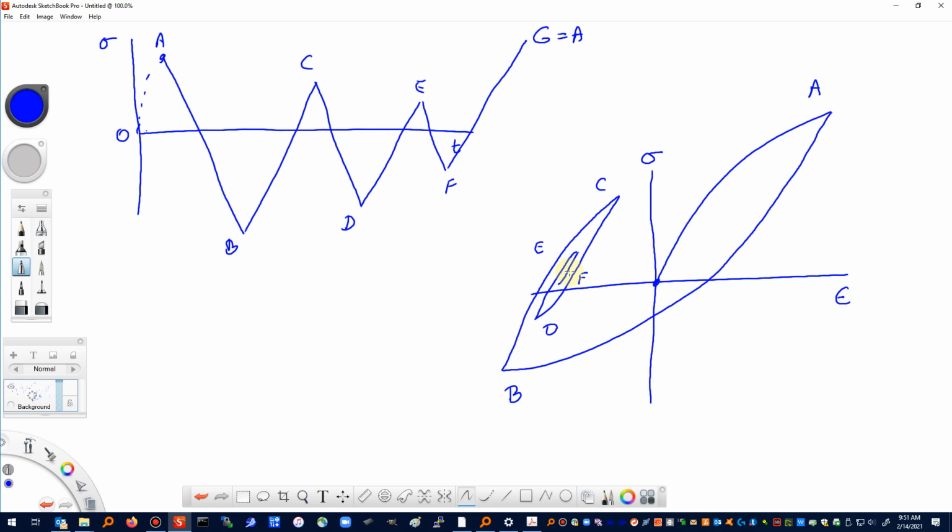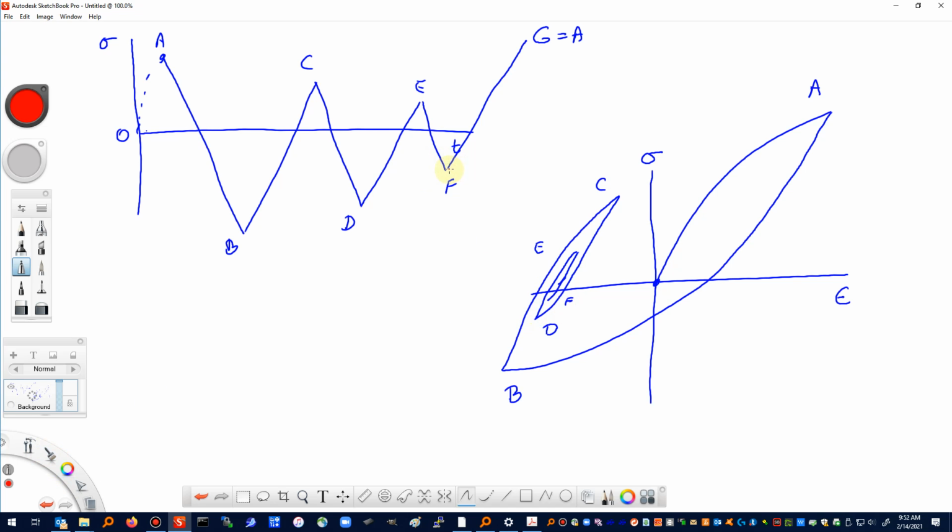Now let's take a look and see what happens when we go from F all the way back up to A. And okay, F should actually be negative also, so we can do that. Like I said, some people get real concerned when I don't show them in the right quadrant, but for purposes of loop identification, it doesn't really matter. Okay, let me switch over to red.